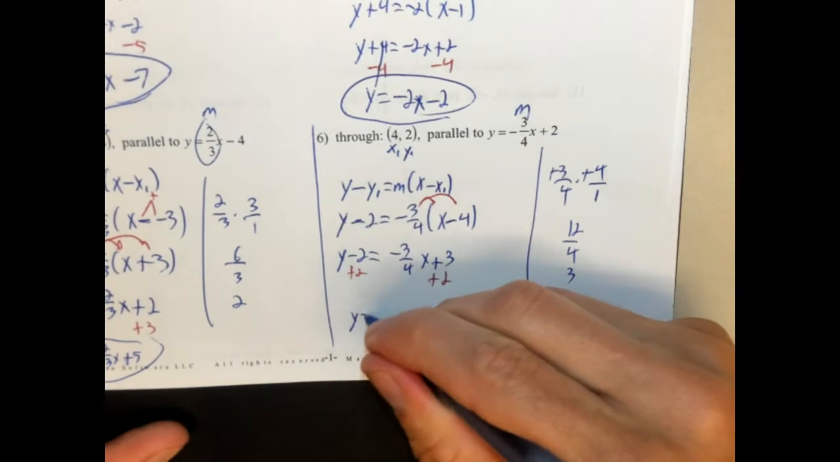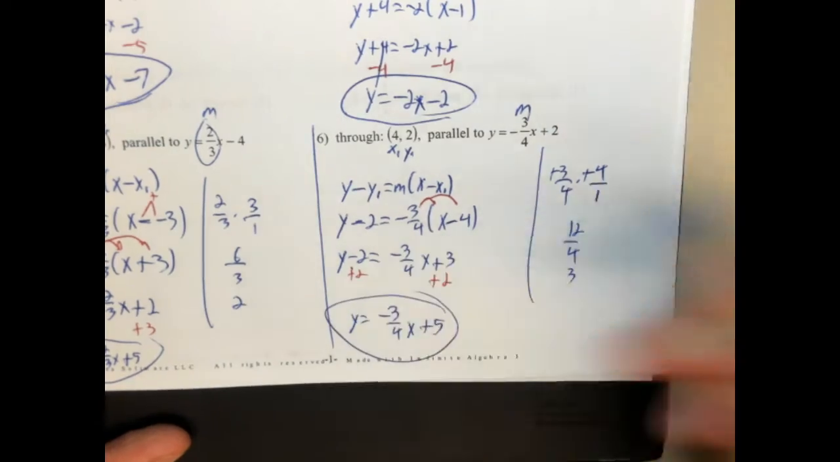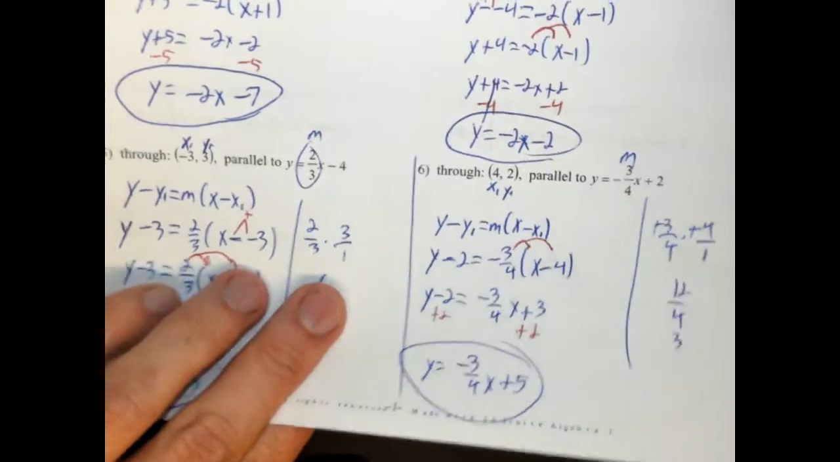And we'll get y equals negative 3/4 x plus 5. Okay, so hopefully that explains number 6. Let's try the back side here.